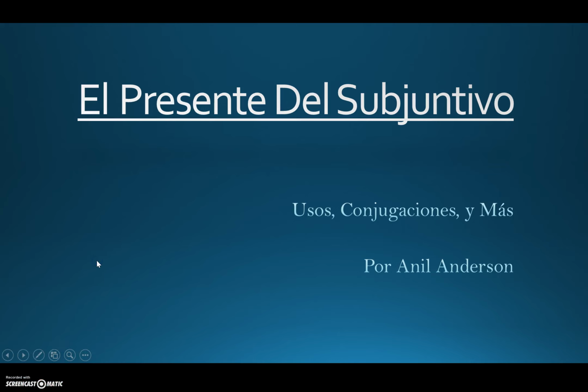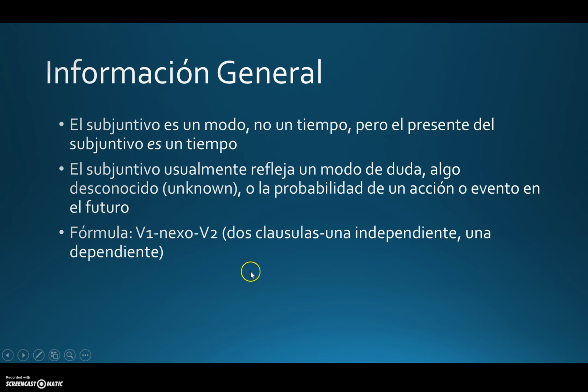El presente del subjuntivo. Información general. El subjuntivo es un modo, no un tiempo, pero el presente del subjuntivo es un tiempo. El subjuntivo usualmente refleja un modo de duda, algo desconocido, which means unknown, o la probabilidad de una acción o evento en el futuro. La fórmula es verbo 1, nexo y verbo 2.